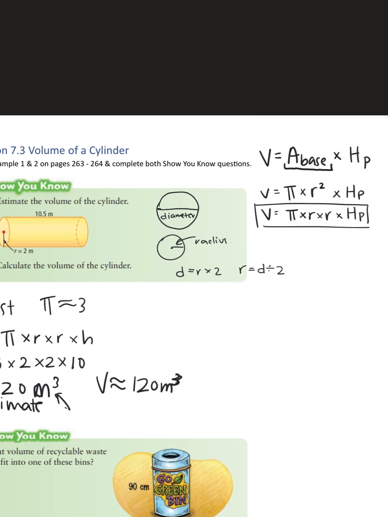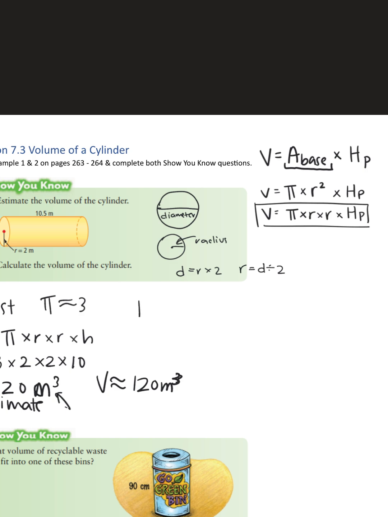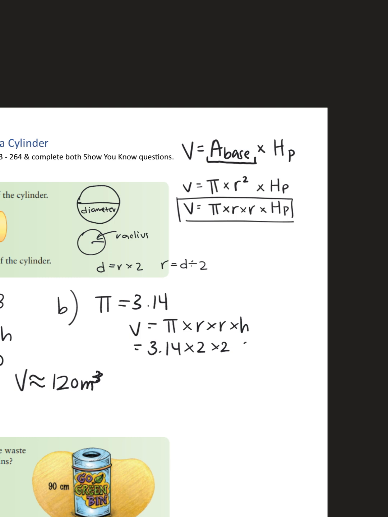Then it asks me in B to calculate the actual volume. So here, because I'm calculating, I'm going to use my pi is represented as 3.14. So I've got volume is equal to pi times radius times radius times height. So 3.14 times 2 times 2 times 10.5.